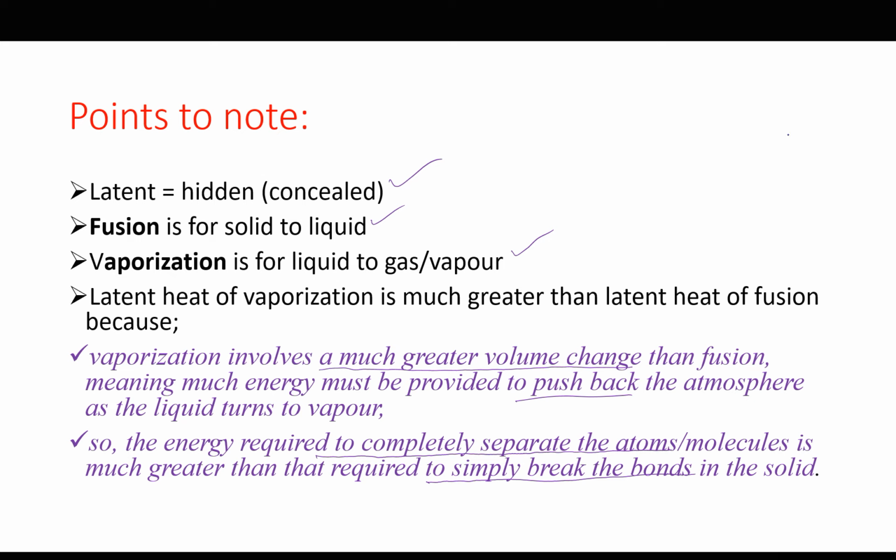Later on, we shall add the word specific. For example, we shall see specific latent heat of fusion and specific latent heat of vaporization. When we add specific, we shall specify that a mass of 1 kilogram is considered. Here we are still general: energy required to change the state of a substance without changing temperature, that is the latent heat. If it is specific latent heat, then we shall specify the mass of 1 kilogram of that particular substance.